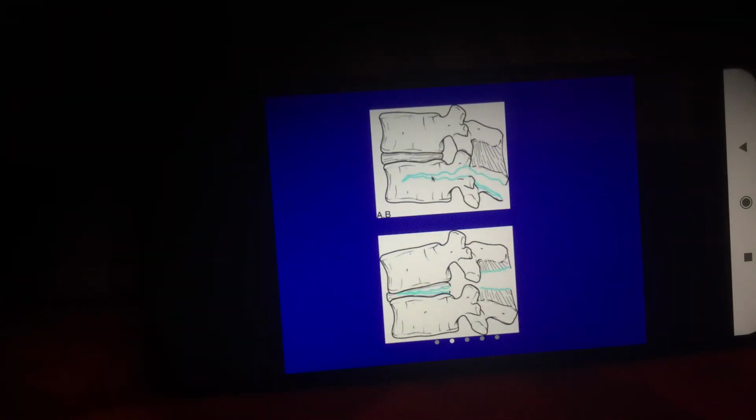Here this is a Chance fracture, or flexion distraction injury. This is a Chance fracture. That means through the vertebral body and the posterior element it splits in a horizontal plane. And this is one of the unstable types of fracture. Here anterior, middle and posterior columns are injured.